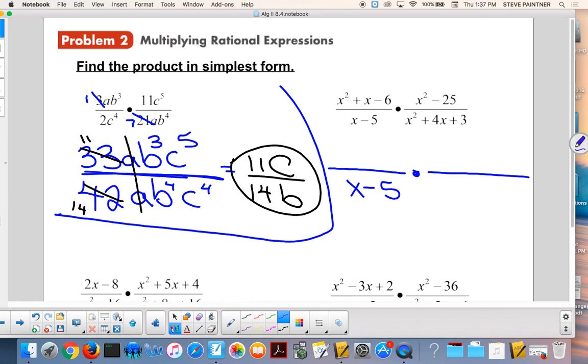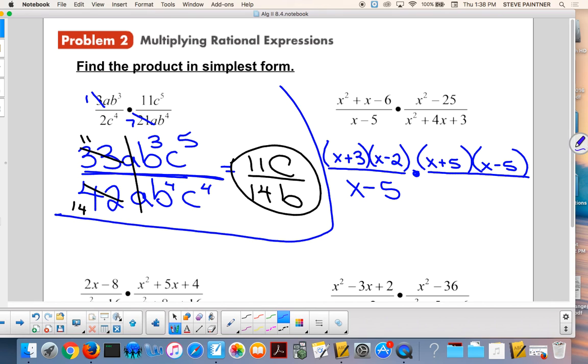So upper left, Gavin, what'd you get? X plus 3, X minus 2. Looks good. Guys, I'm going to speed up now because I have people leaving pretty quick here. Next one, Tiana, what'd you get? X plus 5, X minus 5, because it is the difference of two perfect squares.